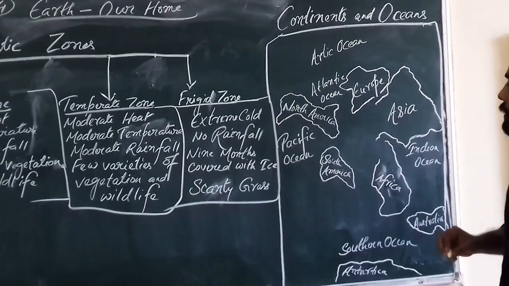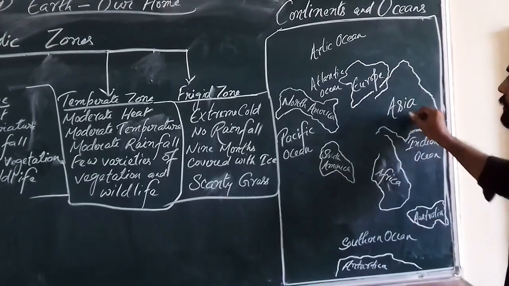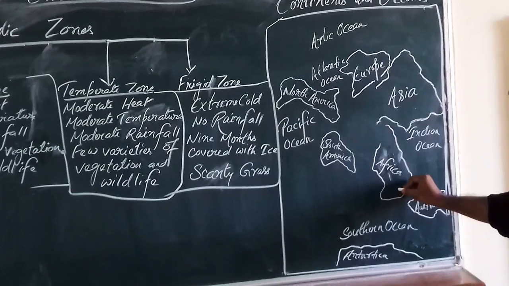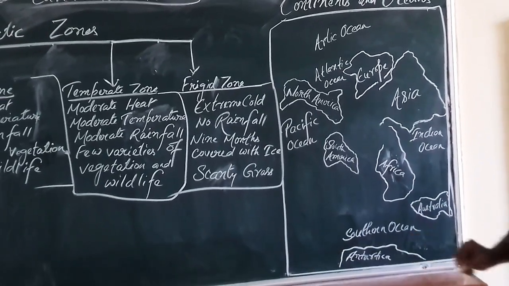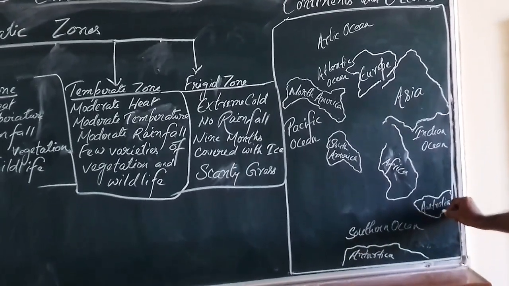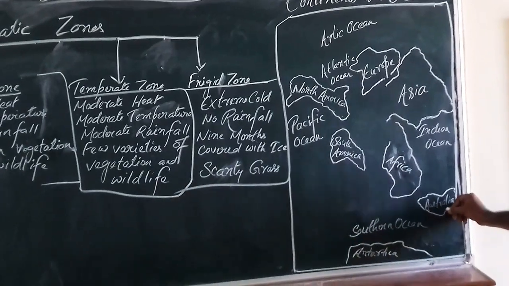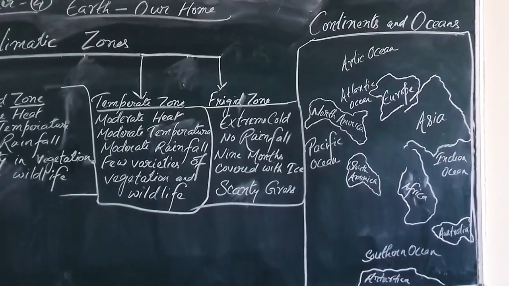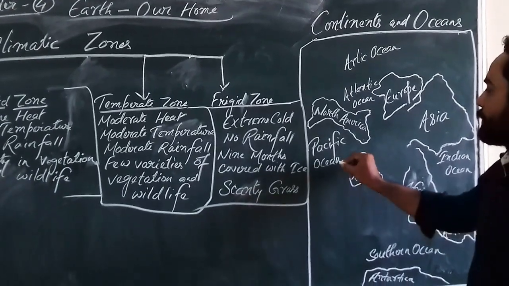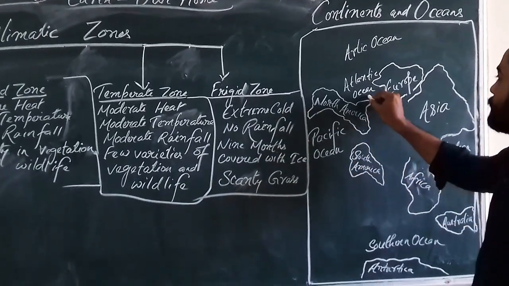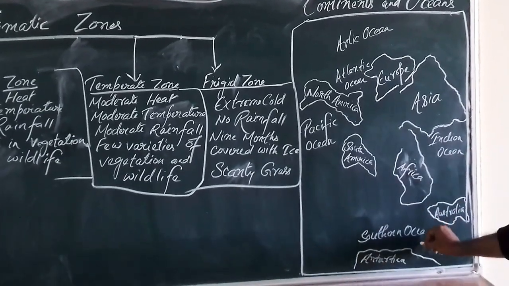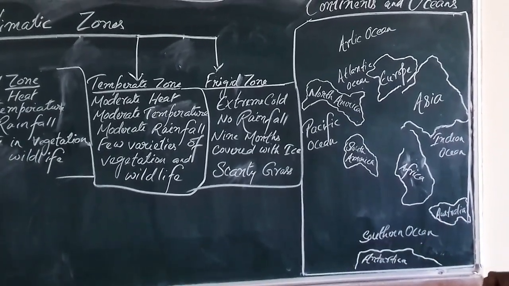Now, the continents are Asia, Europe, North America, South America, Africa and the Antarctic, and the last one, that is Australia, which is the smallest continent. Now, there are 5 oceans. As we see, the Pacific Ocean, the Atlantic Ocean, the Arctic Ocean, the Indian Ocean and the Southern Ocean.